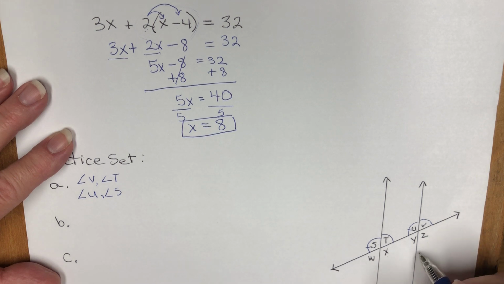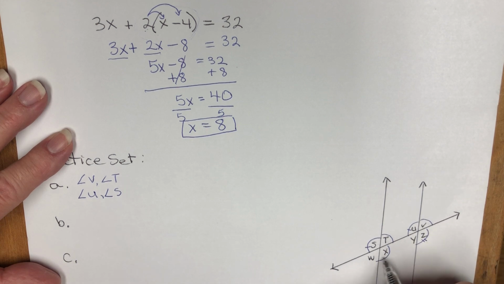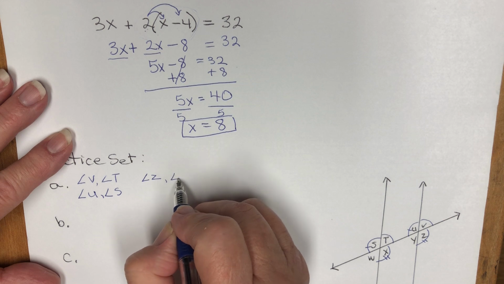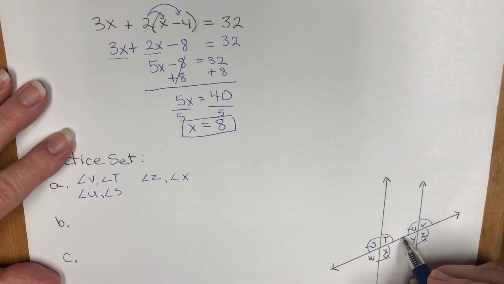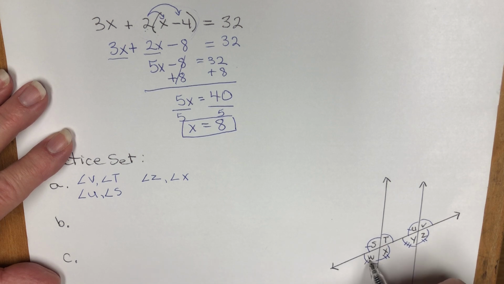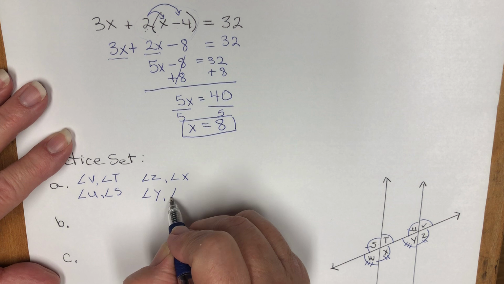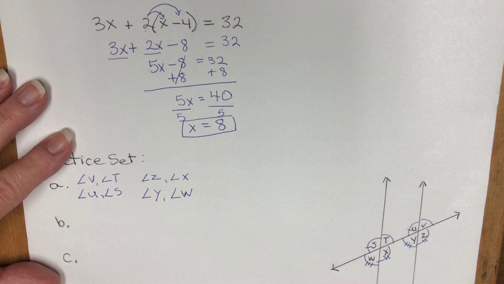Okay, now I'm going to go to the other side of the transversal. Here's angle Z, and on the same side and same position is angle X. So now I have angle Z and angle X. Now going back, here is the position on this side of the transversal is Y, and that matching, corresponding one would be W. So then I have angle Y, angle W. Now there are my 4 pairs of corresponding angles.